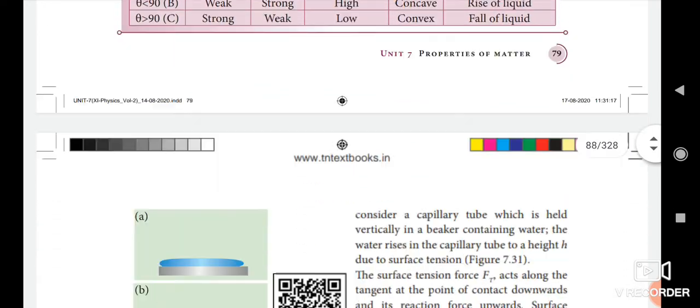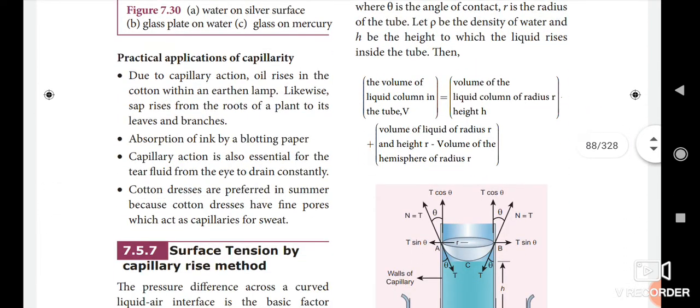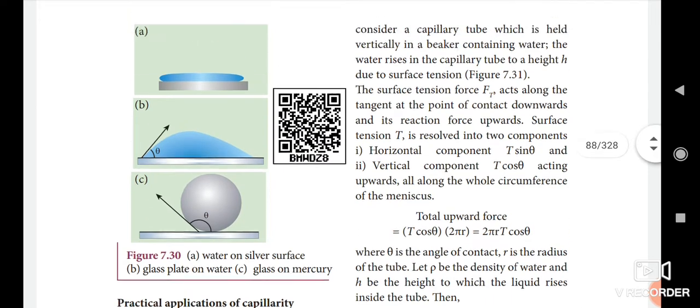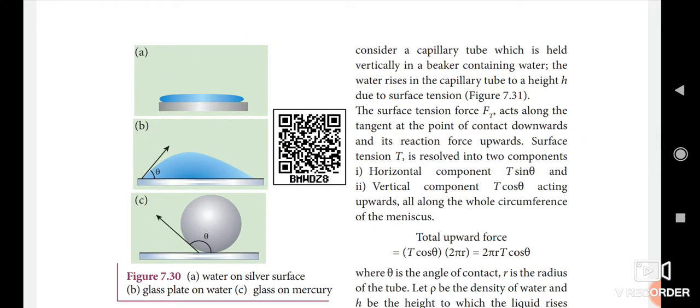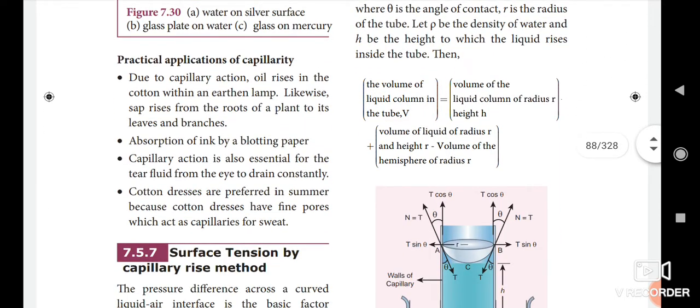Next we see the practical application of capillarity. Before that, we see figure 7.30. Here they consider three cases. First, water on a silver surface. Then the second diagram, B, a glass plate on water. Then the third diagram, glass on mercury. Then next we see the practical applications of capillarity.